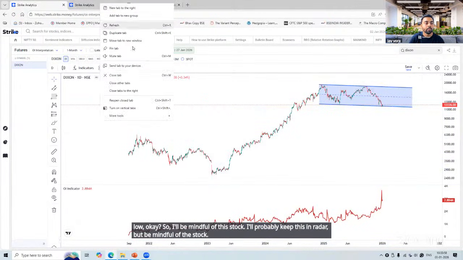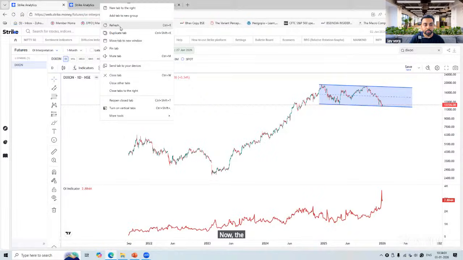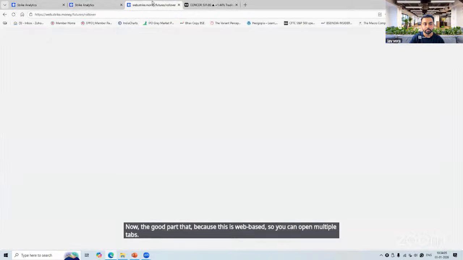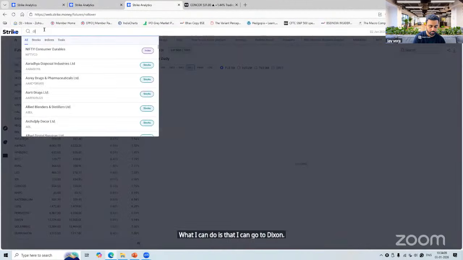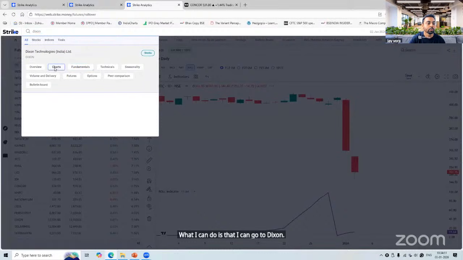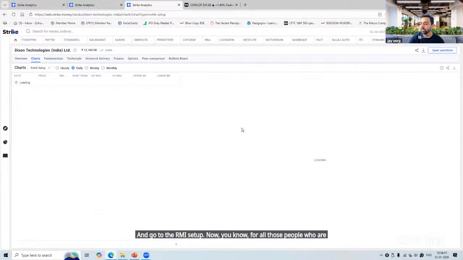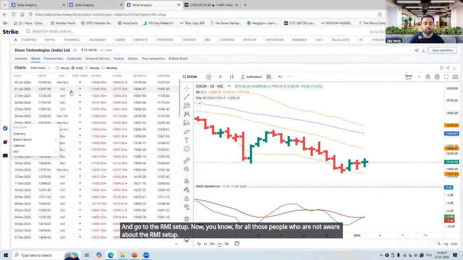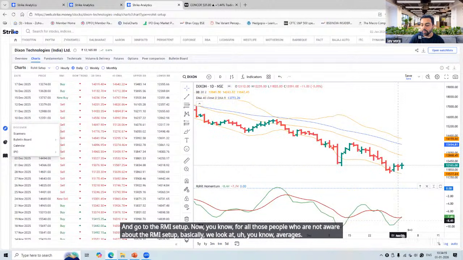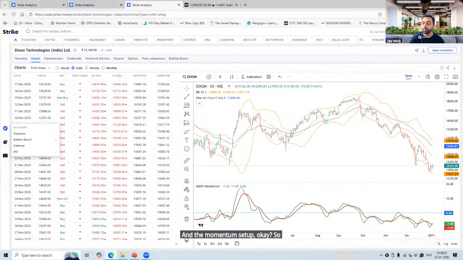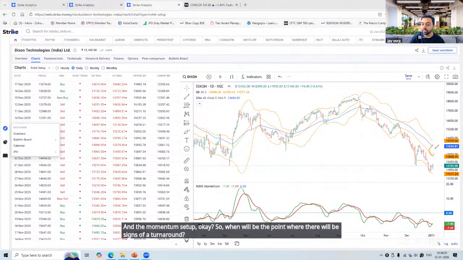Now, the good part is that because this is web based, you can open multiple tabs. What I can do is go to Dixon and go to the RMI setup. For all those people who are not aware of the RMI setup, basically we look at averages and the momentum setup. So when will be the point where there will be signs of a turnaround? When the prices move above this average.